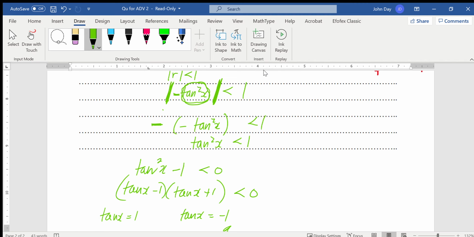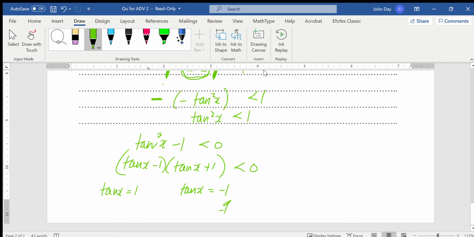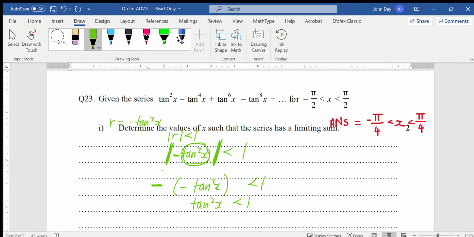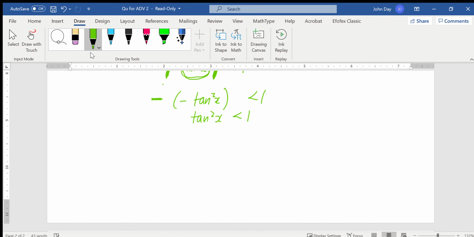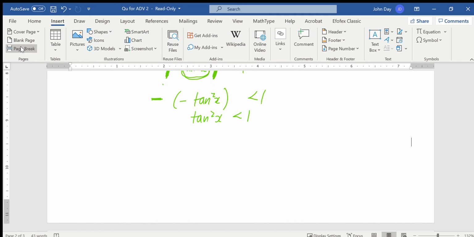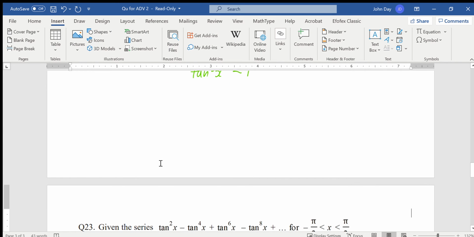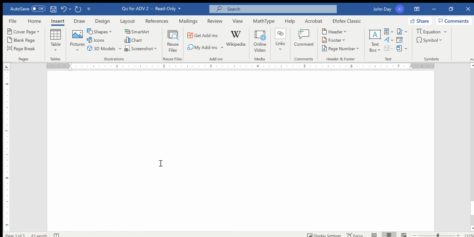Just see if I can scroll down the page without messing everything. Oh, we need another page. Okay. Now everything's jumped. Technology. Let's just go to the edge of here. Let's insert a page break. And okay, we're down here.